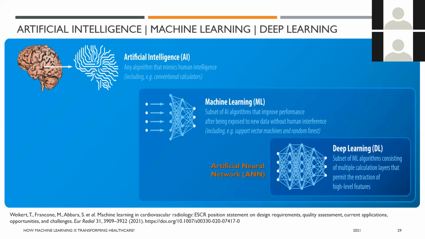As shown in this diagram, machine learning is a subset of artificial intelligence. And deep learning is further a subset of ML algorithms. They consist of multiple calculation layers that permit the extraction of high-level features. All these three terms are generally used interchangeably, but most of the time, particularly in healthcare-related applications or big data applications, when they refer to artificial intelligence, they mean machine learning or most probably deep learning. And when they say deep learning, they mean artificial neural networks.